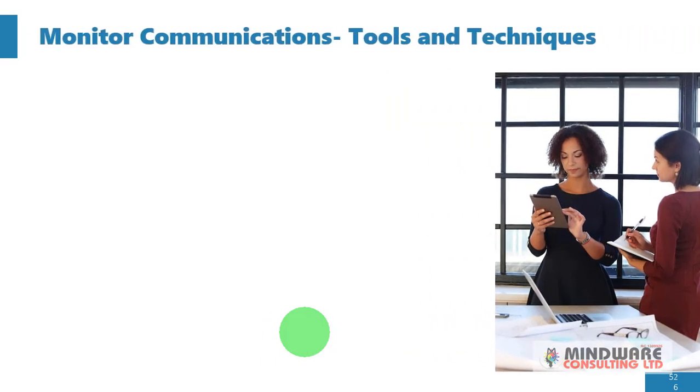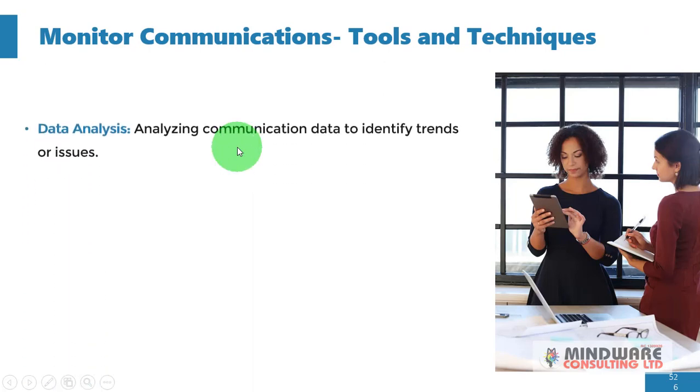Okay, so let's look at the tools and techniques used for monitoring communications. Firstly, you have data analysis. Now this involves analyzing communication data to identify trends or issues. Okay, analyzing communication data to identify trends or issues. So as the communication is going on, you have to analyze. All right, you're getting feedback, you're taking your records, doing your reporting.